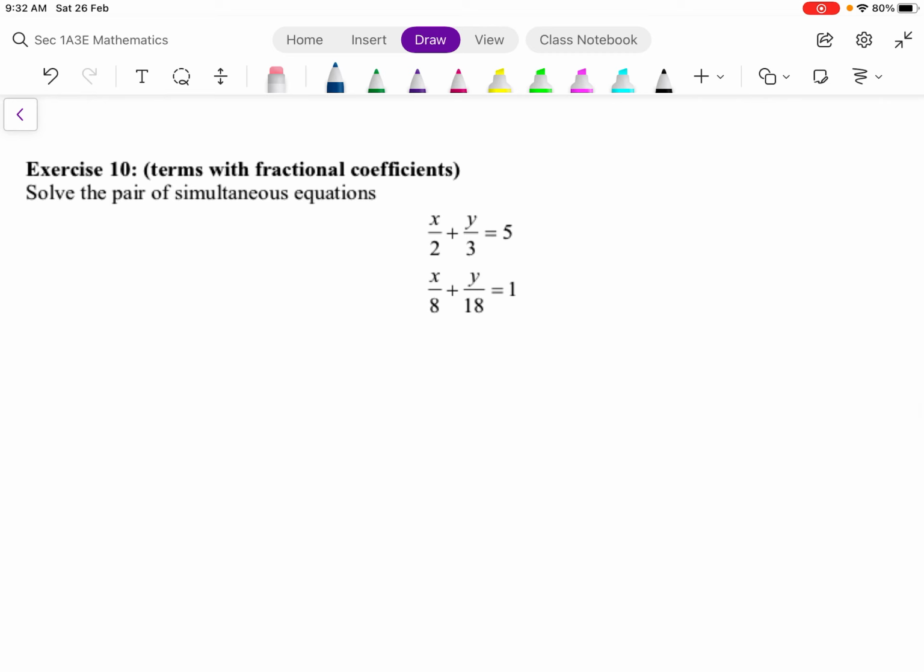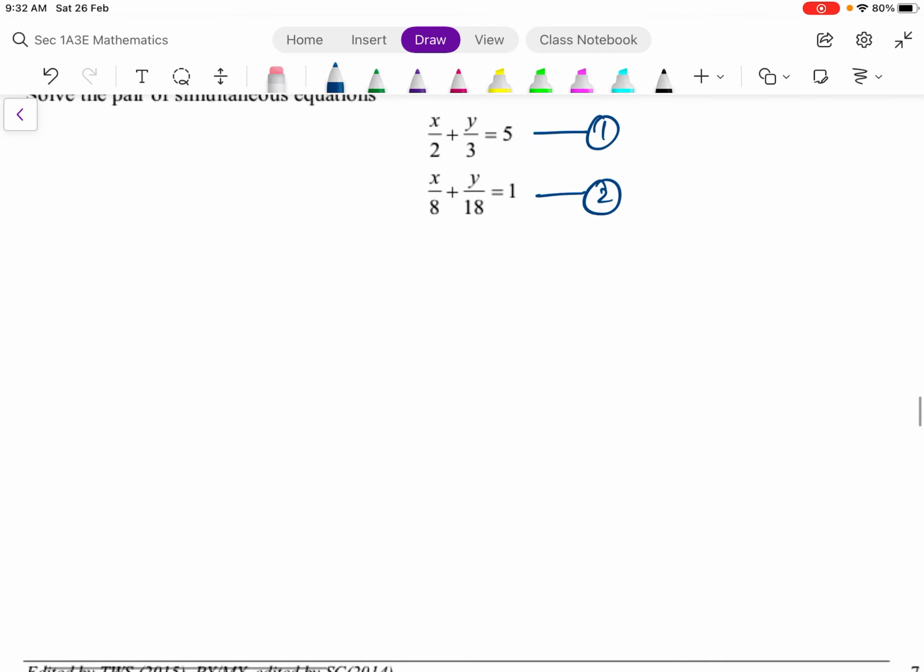Same thing, exercise 10. Make sure you pause the video and think through how you want to solve this. So after you have thought through, same thing, call it equation number 1, equation number 2. Now, in order to eliminate, we've said before, we want the coefficient of either x or y to be the same. There are many ways that you can go about doing this.